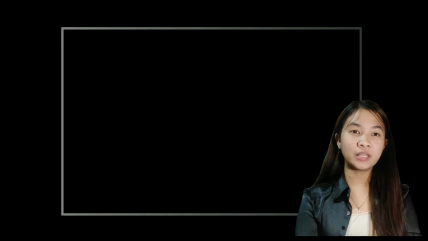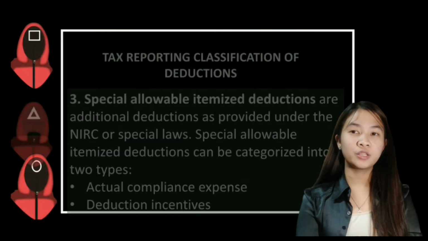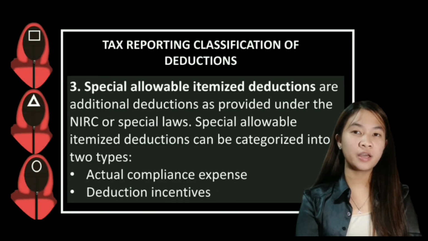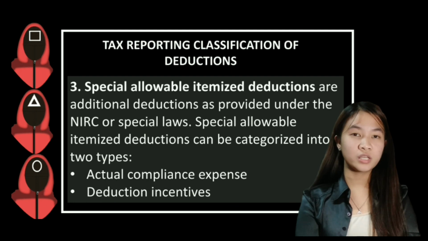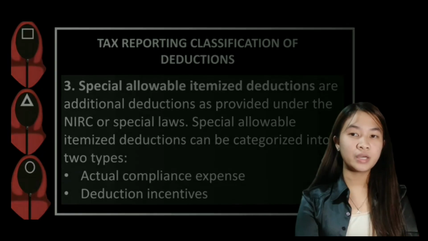Special allowable itemized deductions are additional deductions as provided under the NIRC or special laws. Special allowable itemized deductions can be categorized into 2 types: the actual compliance expense and the deduction incentives. Compliance expenses refer to the actual payments or transfer of funds, while deduction incentives are not actual expenses but are merely allowed by law to encourage taxpayers to support government programs. This will be discussed in Chapter 13B.